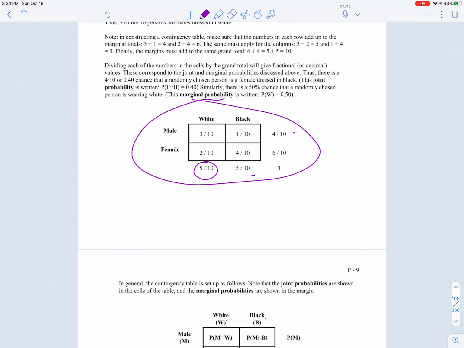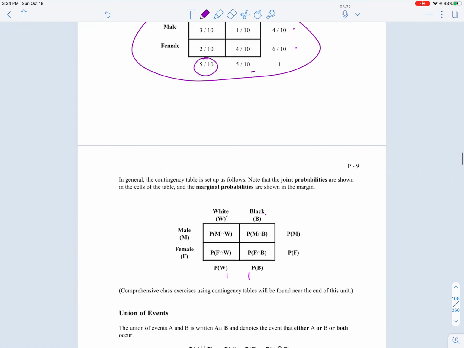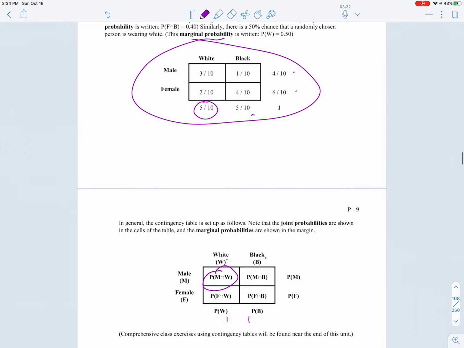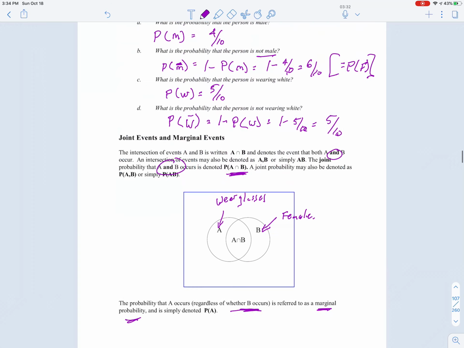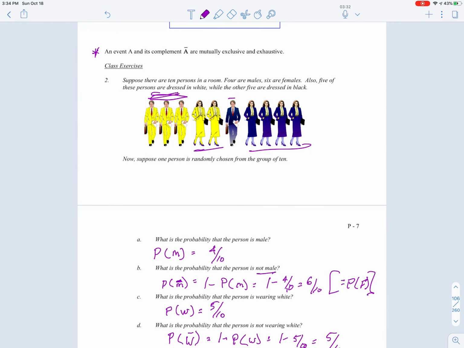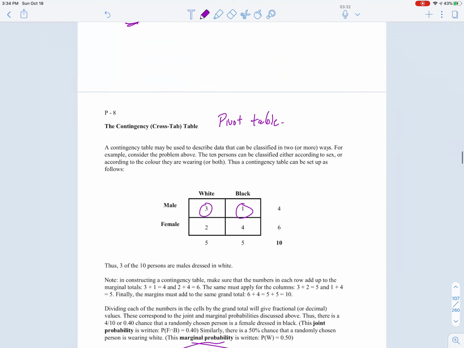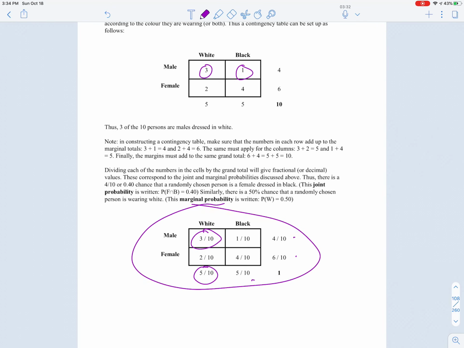And then in terms of males and females, we had 4 males, so 4 out of 10, 40% are male, and 6 out of 10 are female. And then inside here then is we've got the joint probabilities. So 3/10 those are the males who are wearing white. So male and white, or wearing white. And so that's these 3 guys right here at the very beginning. So that is the joint probability of being male and wearing white.